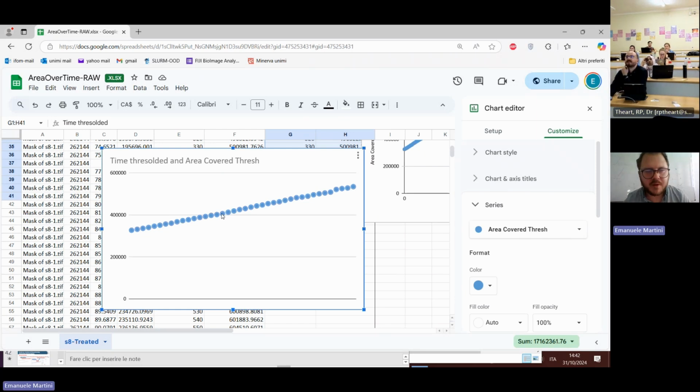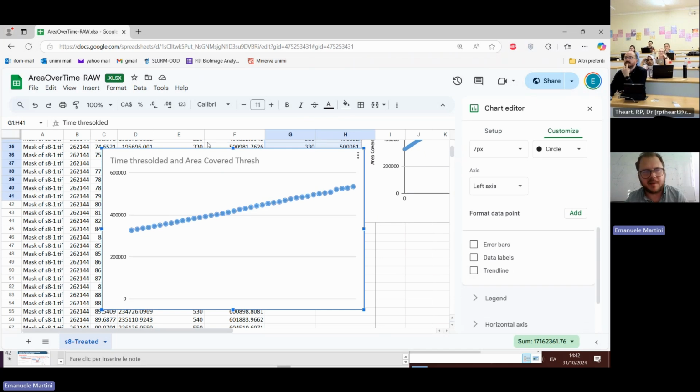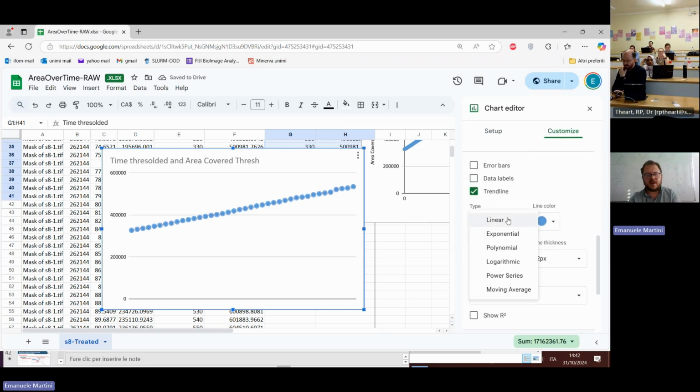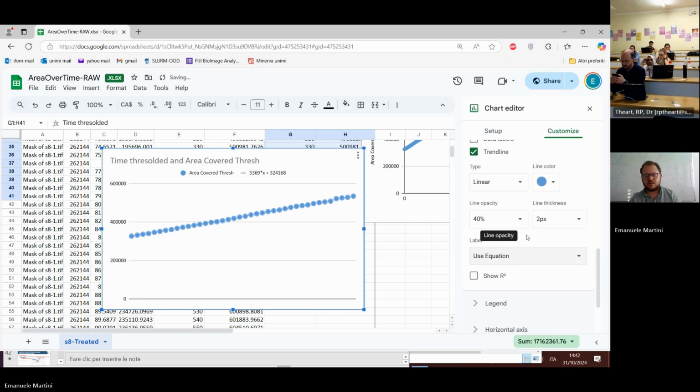Okay. From here, what you can do is to put the trend line. In Excel it is somewhere, in Google Sheet it is here, but it's always called the trend line. If you put your trend line, you can have different options. For us it is a linear behavior, and then we want to show the equation. Maybe we can put it in red to see it better. Sorry, I just want that at least you can see it.